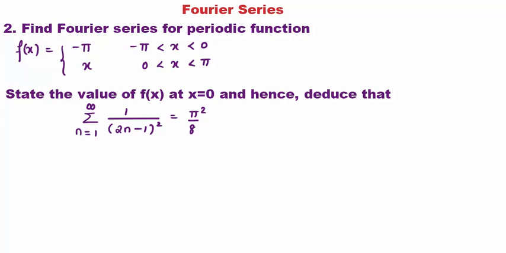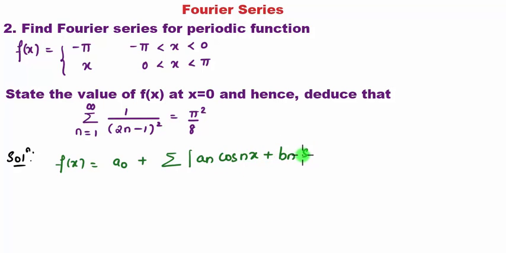Let's start with the second sum of type 2, that is from minus pi to pi. But here you can see my range is split. For minus pi to 0, my function is minus pi, and for 0 to pi, my function is x. Let's start with the solution. Initially I write f of x equals a0 plus summation an cos nx plus bn sin nx. So that is nothing but my Fourier series.